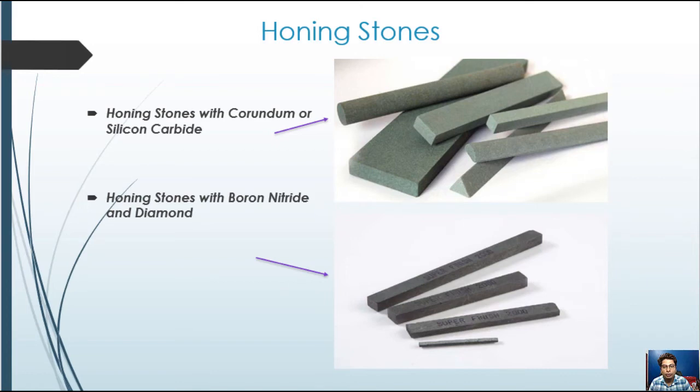Now coming on to the honing stones. Two types of honing stones are generally used in the honing processes. Honing stones having conventional corundum or silicon carbide abrasive grits, or they may contain boron nitride, that is CBN, or diamond abrasive wheels. Now, honing stones with corundum or silicon carbide abrasive grits.